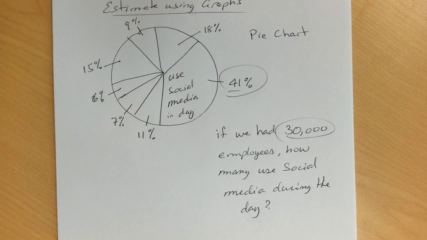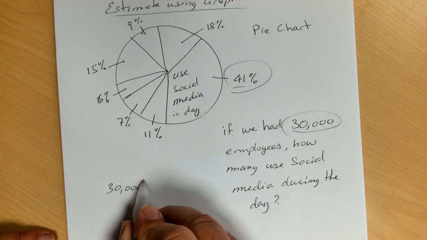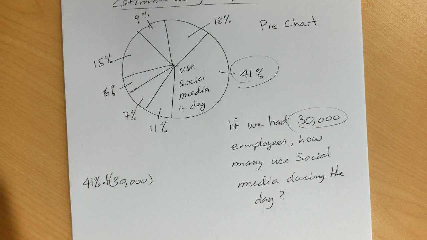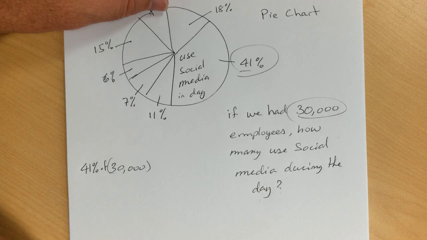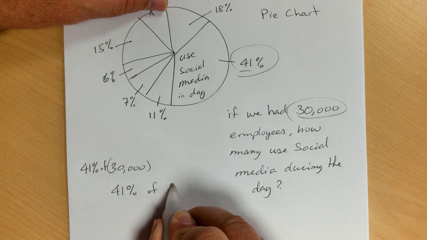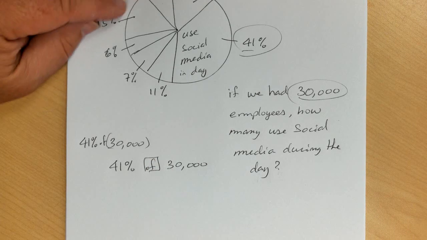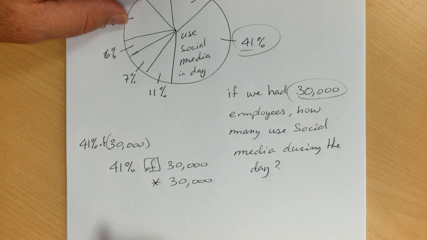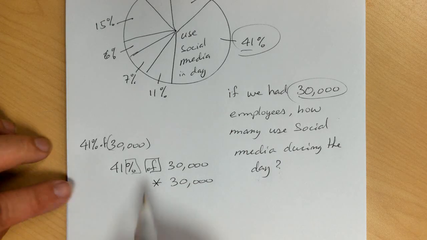I have 41% of what? Yeah. So we take 30,000, or as you said, 41% of 31,000. But how do we do that mathematically? 41% of 30,000. Whenever you see the word "of" in a math statement, that means multiplication. Now, you can't multiply a percent. How do we convert percent to decimals?